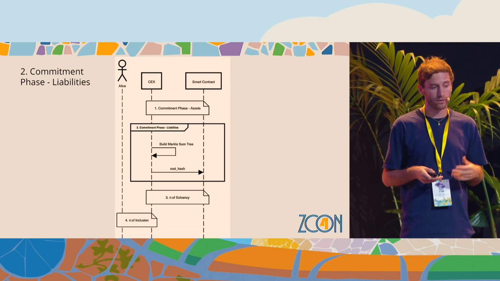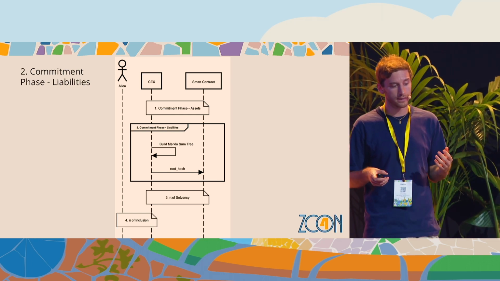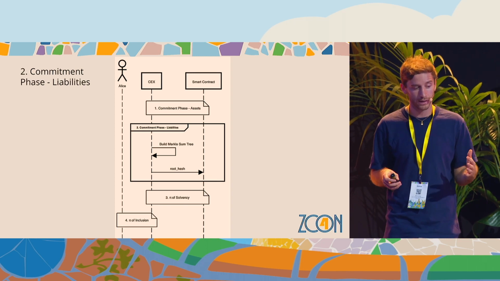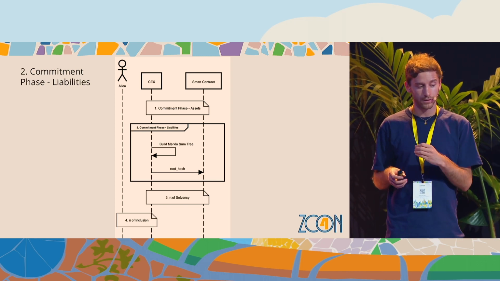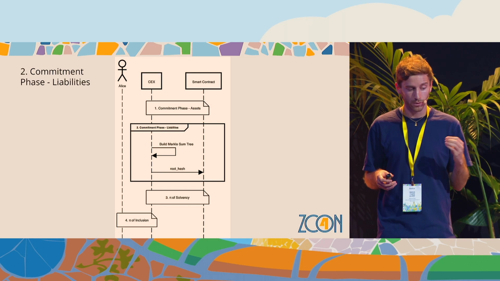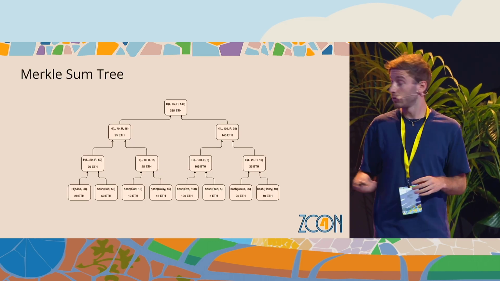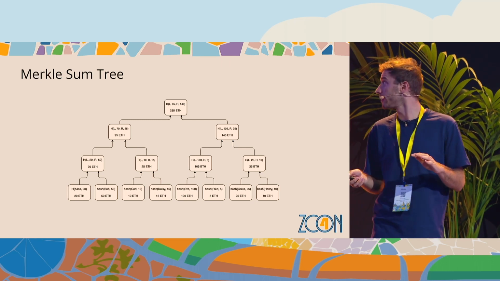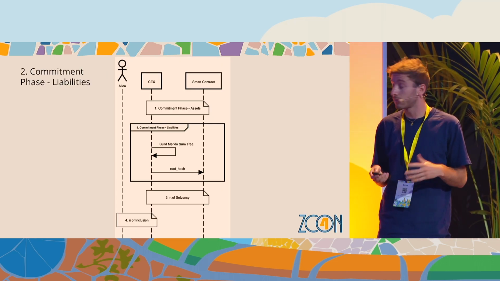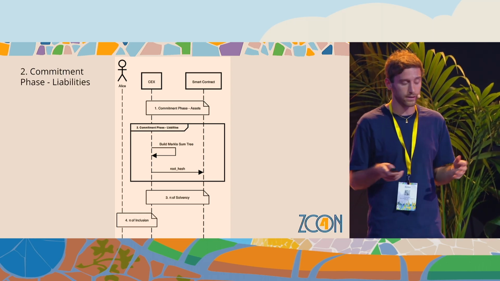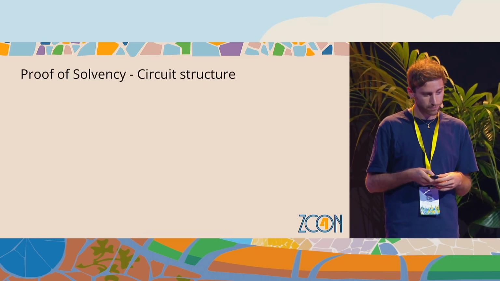So what we do in the commitment phase of the liabilities is that the centralized exchange will build this Merkle-Sum tree locally and will post in the smart contract only the root hash of this Merkle-Sum tree. They won't even post the root balance, only the root hash. It's enough. And of course, this root hash won't reveal any information about the state of the liabilities.